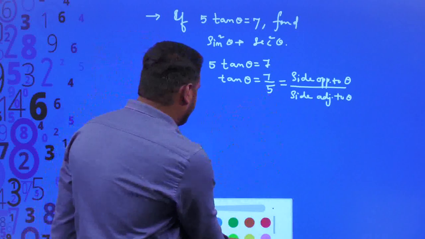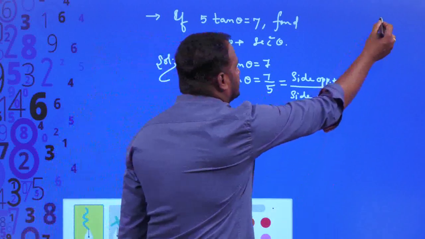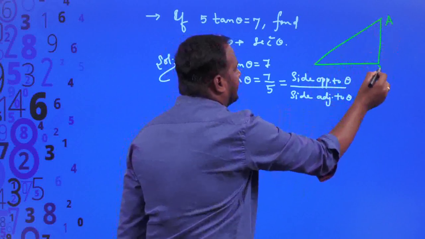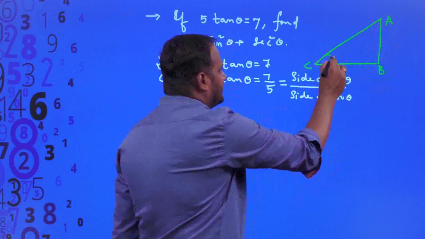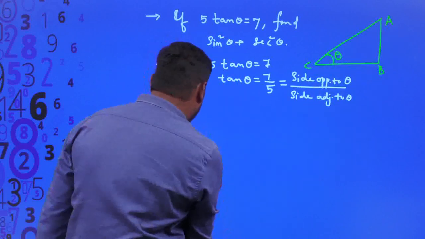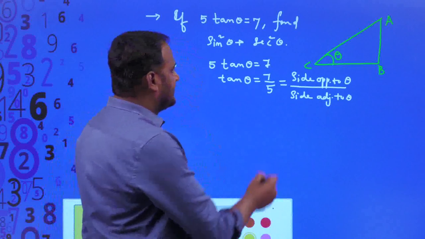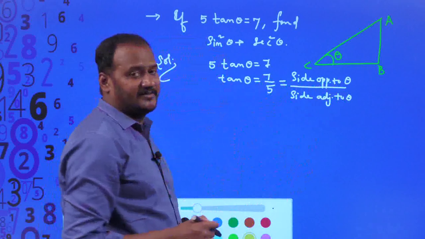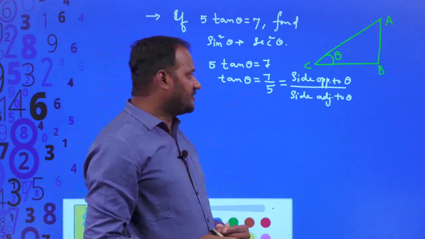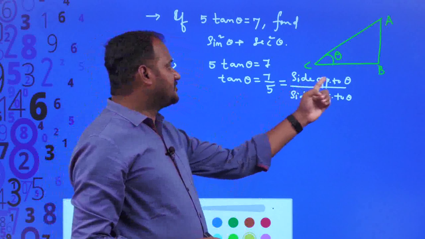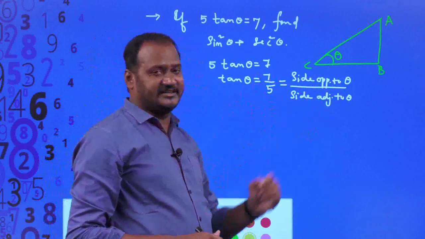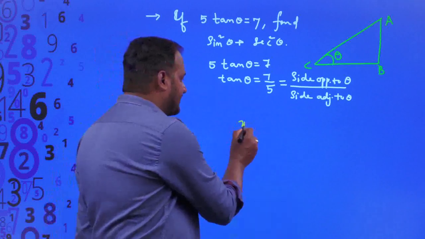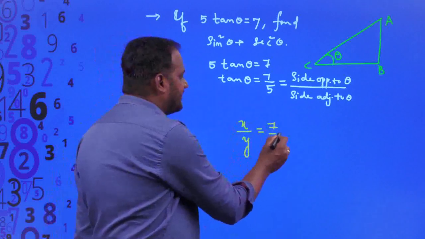Let the triangle be this. This is triangle ABC. For example, this is acute angle theta, because theta must be an acute angle. Since it is acute angle theta, side opposite to theta by side adjacent to theta is equal to 7 by 5. Now my question is, can we directly write side opposite to theta is equal to 7 and side adjacent to theta equal to 5? I'll ask clearly. For example, x divided by y is equal to 7 divided by 5.